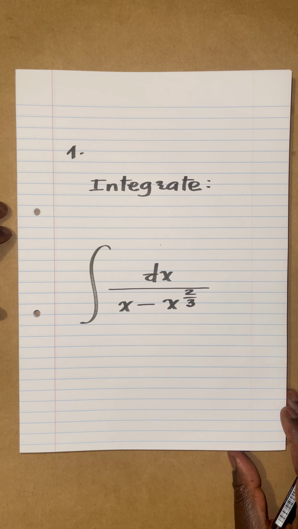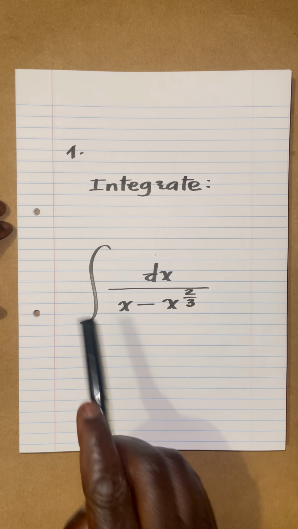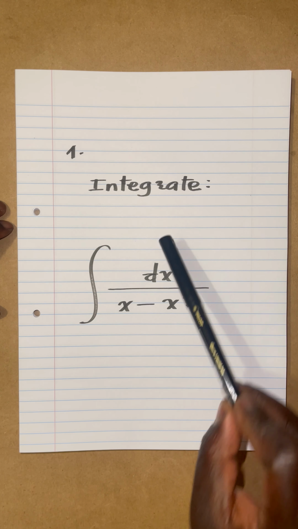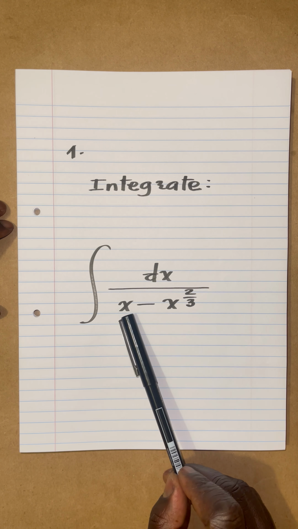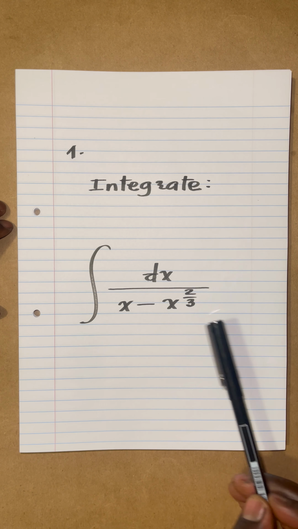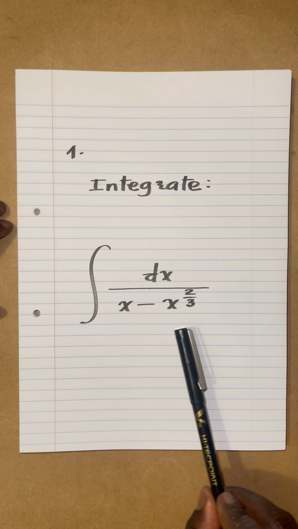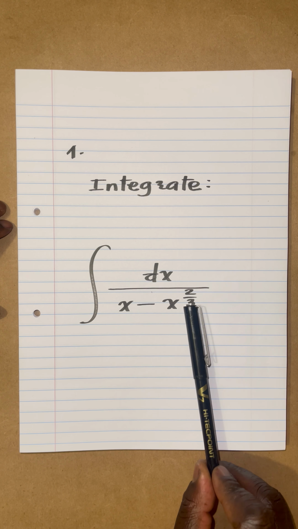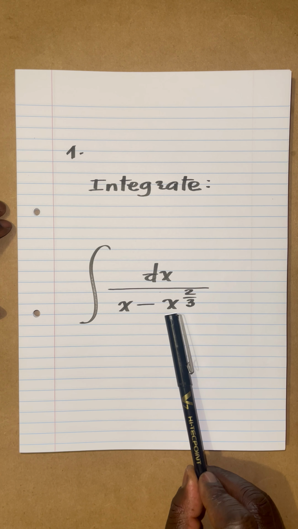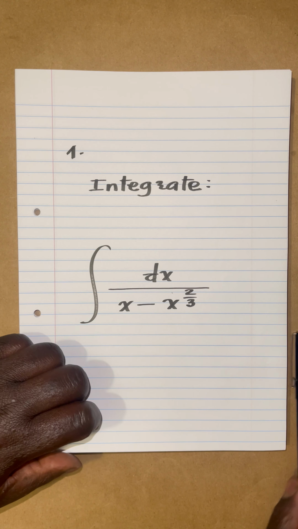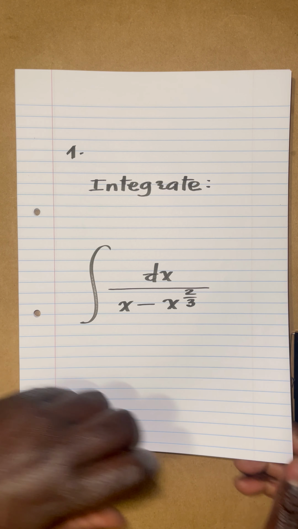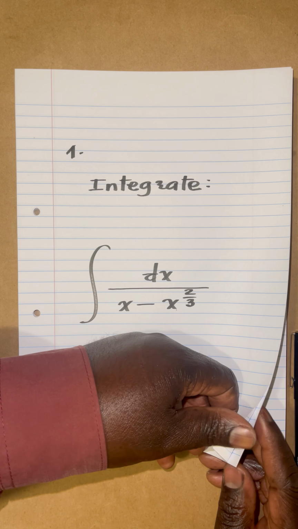In this video I have two integrals that I would like us to look at. The first one is this one here. We are to integrate dx all over x minus x to the power 2/3. Now the approach is looking at this term here, x to the power 2/3. We have to rewrite this expression and come up with something that will allow us to use u substitution as follows. Taking us to page number 1 here.